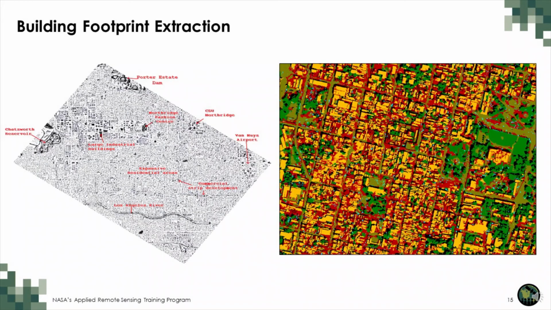So building footprint extraction, most of you are probably familiar with this technology, and you're probably familiar with how it often doesn't work. You can try to square off buildings. Sometimes you get more buildings than you anticipated. And trying to make sense of that can be problematic.